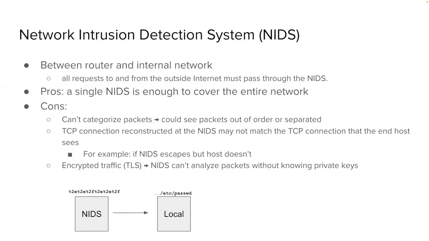So for example, the NIDS may accept something that the host doesn't. Another example: if you still remember the TTL we mentioned in the lecture, some packets might live long enough for the NIDS to see them, but not long enough for the actual endpoint to see them. And if the traffic is encrypted, such as under TLS, the NIDS does not have the key to decrypt these packets, so it cannot run any analysis over them.